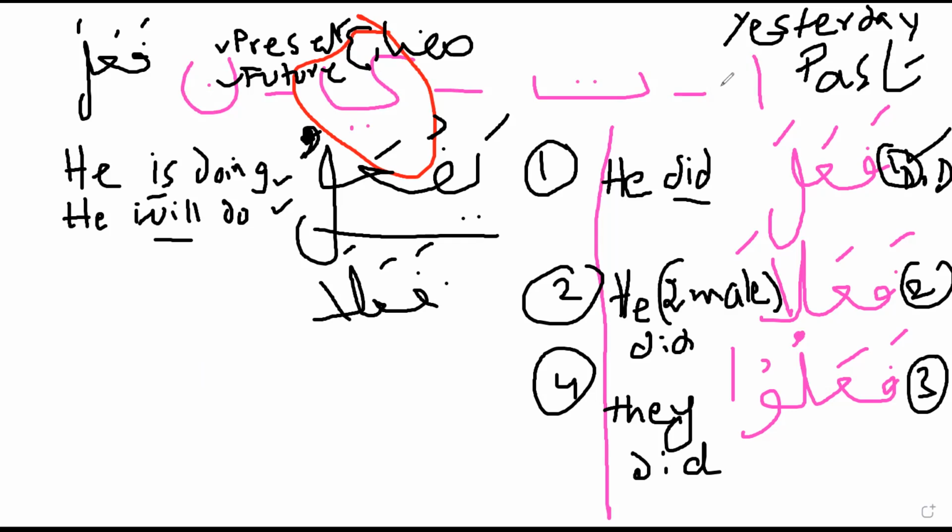Whenever you see this alif, ta, ya, or noon in the start, you will figure out this is not past tense, this is mudari. Okay. In past tense you will never see alif in the start, ta in the start, ya in the start, noon in the start. Only in mudari you see alif in the start, ta in the start, ya in the start, or noon in the start. Okay.